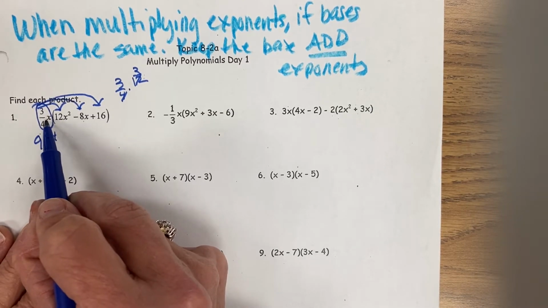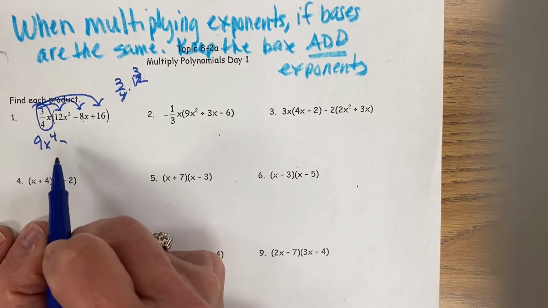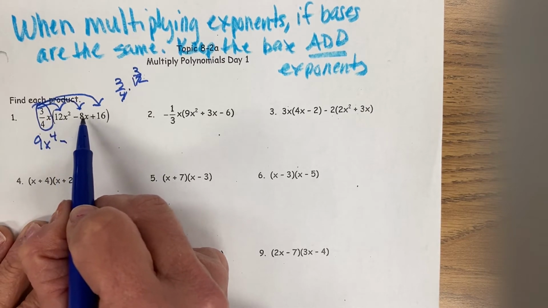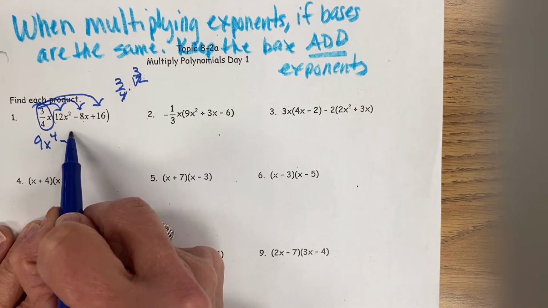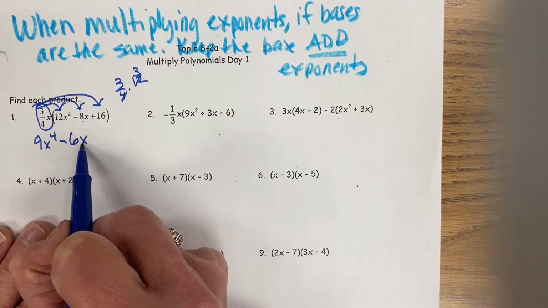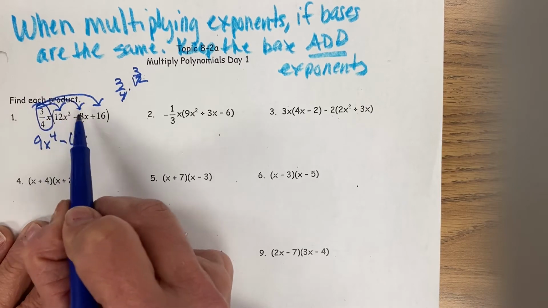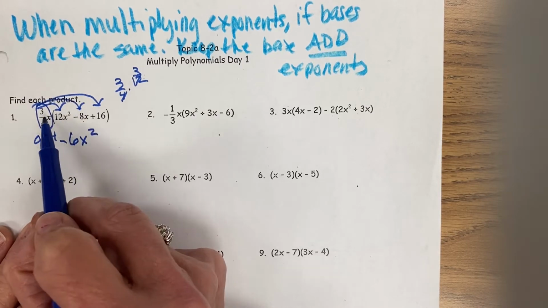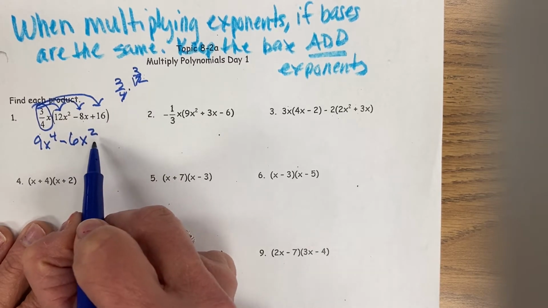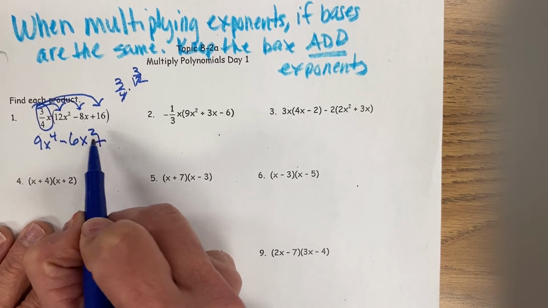A negative times a positive is going to give us a negative. 3/4 times a -8 is going to give us a -6. X times x, if the bases are the same, we keep the base and we're going to add 1 plus 1, and that gives us 2. Distribute the 3/4 x to a positive 16. A positive times a positive is a positive.